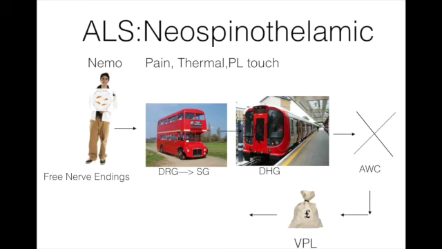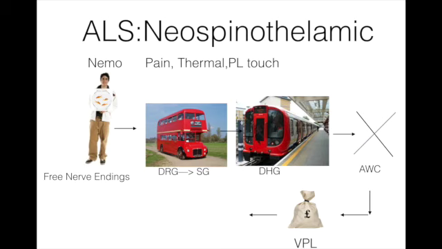And the little story to remember this is Neo sounds a bit like Nemo, and the boy projects to Nemo. They get on the bus, the dorsal root ganglion, to substantia gelatinosa, to the dorsal horn grey, the train. Then they cross the road at the anterior white commissure and go to the bank, the VPL of the thalamus, to the somatosensory cortex.